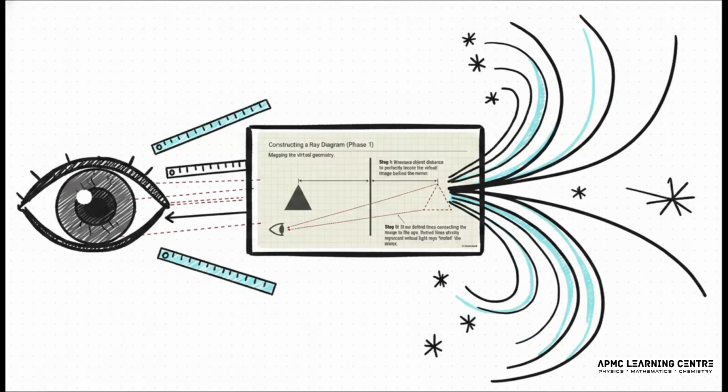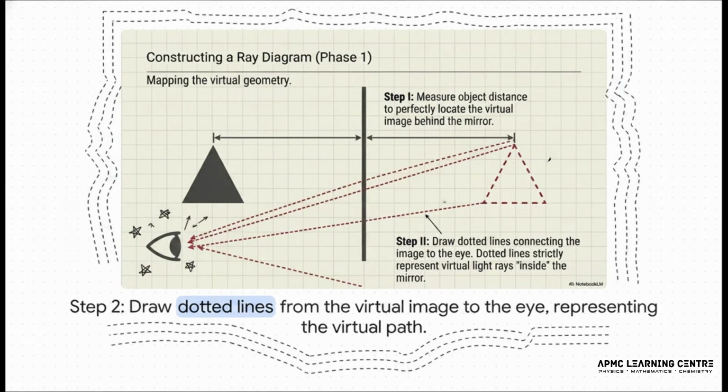Step 1. We have to locate that virtual image, and we use one of our 5 rules to do it. Image distance equals object distance. So you just measure how far the object is from the mirror, and then you mark a point for the image at that exact same distance on the other side. Simple.